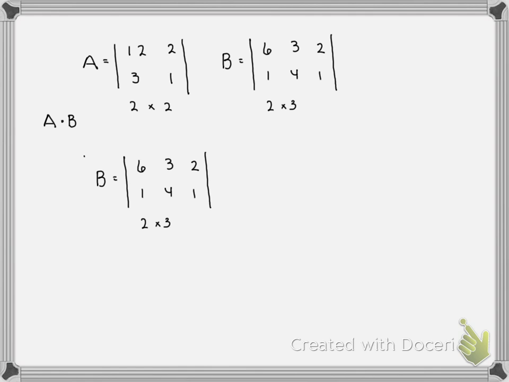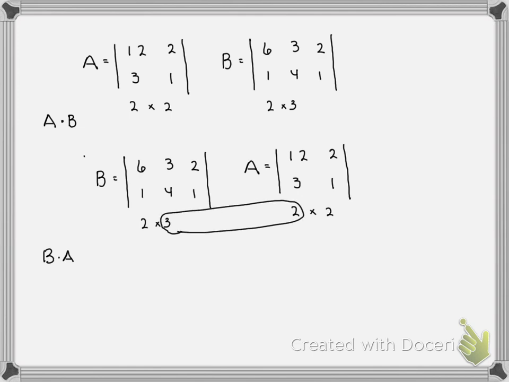Okay, so, all right. What we want to do now, isn't that cool, is let's see if B times A is allowed. Is that defined? Okay, well, if you look at your dimensions, we've got a 2 by 3 for B, but for A, we've only got a 2 by 2. So these two numbers here do not match. So multiplying B times A will not work. Okay?